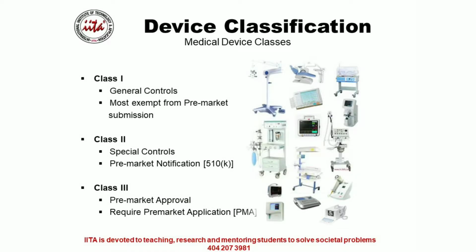Device classification. Medical device classes. Well, we have Class 1, Class 2, and Class 3. Class 1 consists of general controls, and most of these are exempt from pre-market submission. Class 2 includes special controls. Here we have pre-market notification. And Class 3 requires pre-market approval, as well as pre-market applications.